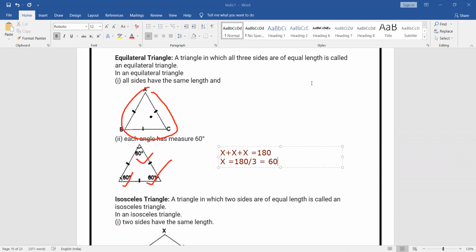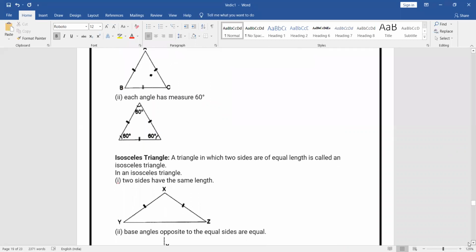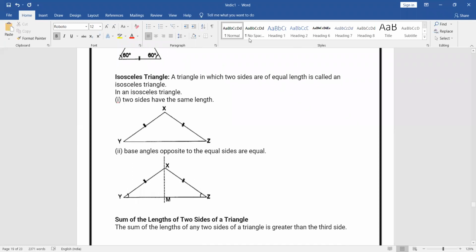Next is isosceles triangle. As the name suggests, here we have two sides of equal length. In an isosceles triangle, we have two sides of equal length. As the diagram shown here, in this given diagram XYZ, side XY is equal to XZ. So in an isosceles triangle, two sides are of equal length, and the base angles opposite to the equal sides are equal.